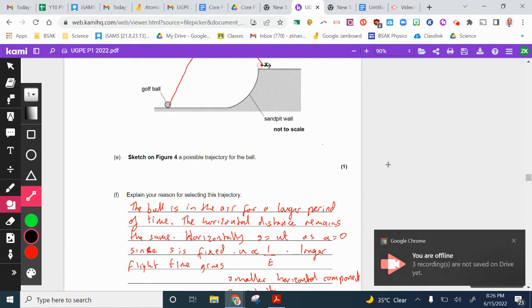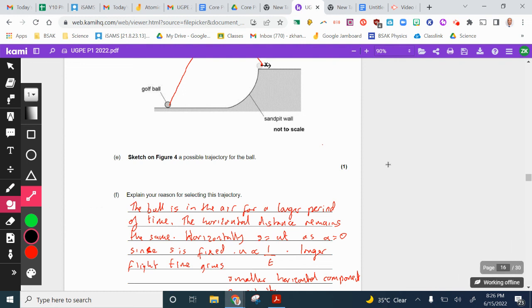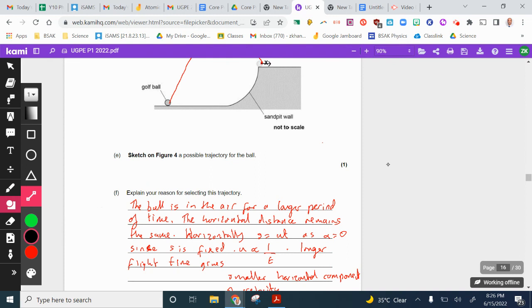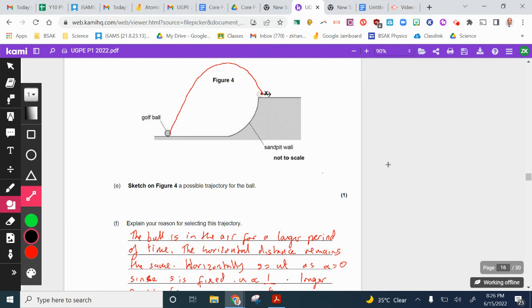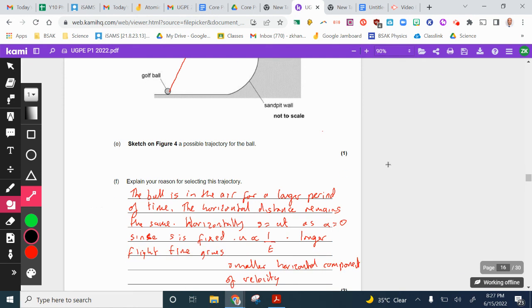Horizontally, we know that there's no acceleration. So s equals ut. This horizontal displacement is equal to the horizontal velocity times time. Since this distance is the same as before, and the ball is in flight for longer, that would mean there is a lower horizontal velocity, because if the horizontal displacement is fixed, then the horizontal component of velocity is inversely proportional to time. So the longer the flight time, the smaller the horizontal component of velocity.